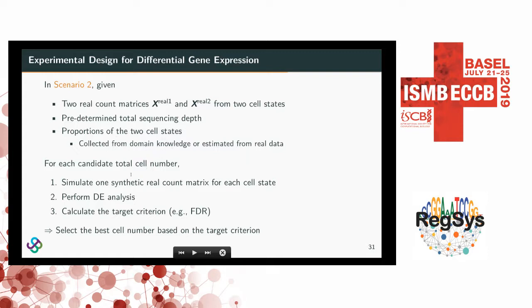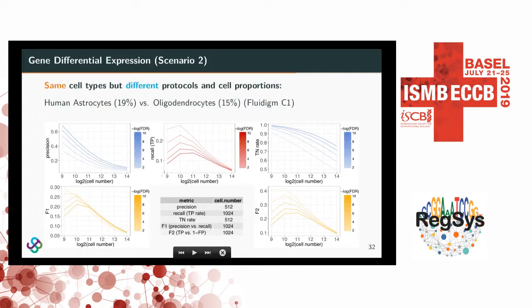So in this case, we will still simulate 1 count matrix per cell. We'll do DE analysis, and similarly, we'll evaluate the criteria. So this is the result. So first of all, we look at this Fluidigm C1, 2 cell types of these proportions. So these are the numbers we get. So let's look at recall.